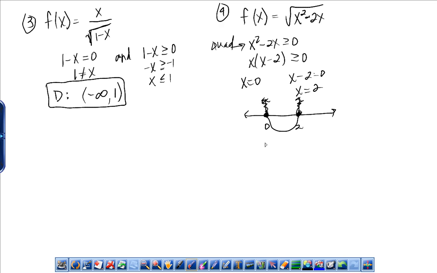Looks like my answer will be negative infinity to 0. This is going to be included. And let's go to 2, include it, to infinity.